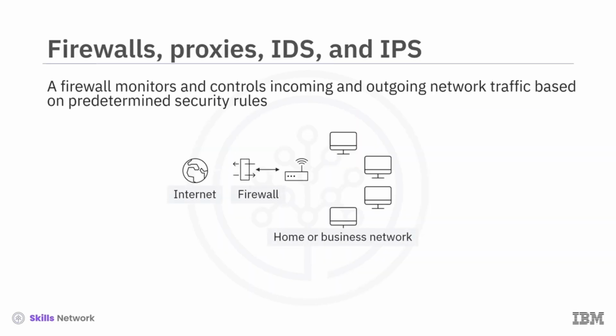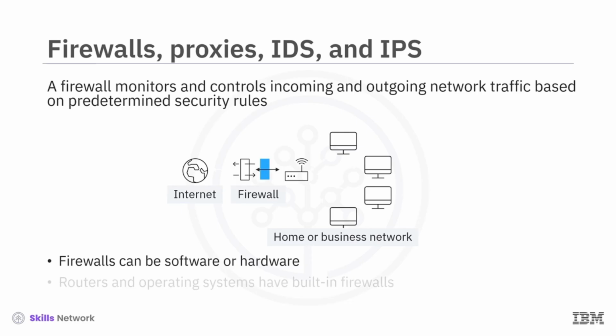A firewall monitors and controls incoming and outgoing network traffic based on predetermined security rules. A firewall typically establishes a barrier between a trusted internal network and an untrusted external network, like the Internet. Firewalls can be either software or hardware. Wireless routers and computer operating systems often have built-in firewalls.